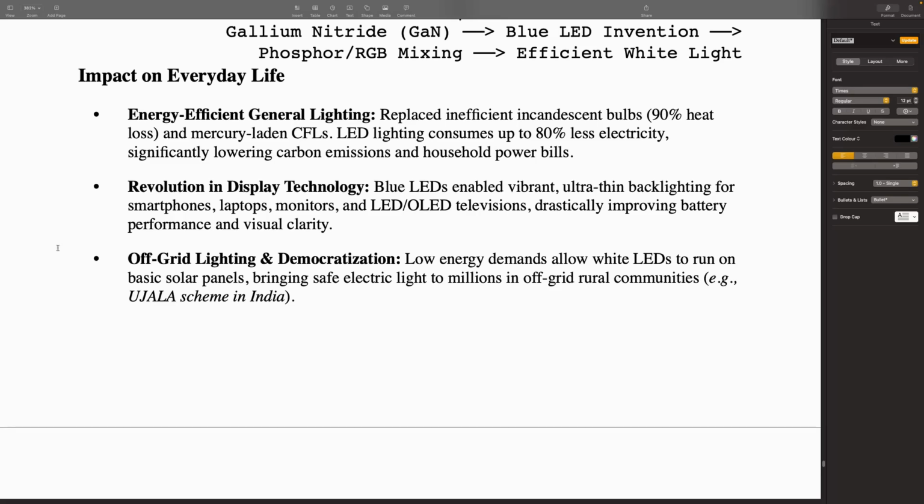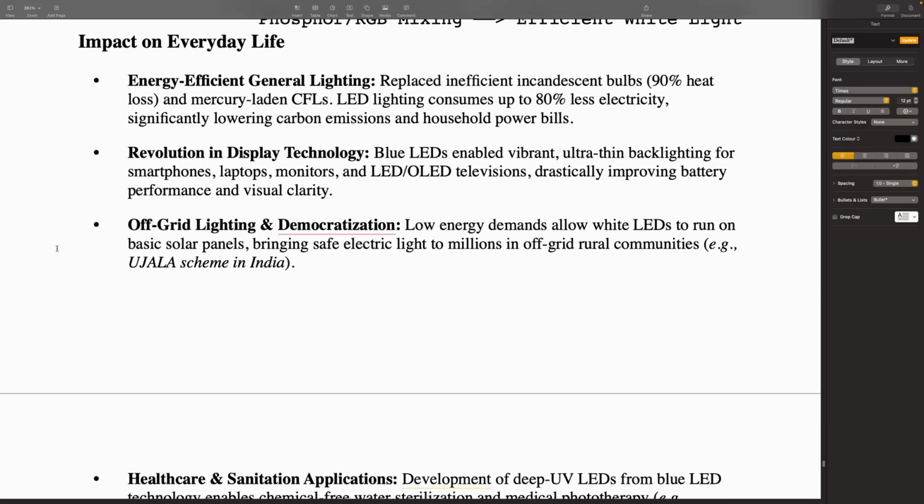Energy-efficient general lighting: LEDs replaced inefficient incandescent bulbs, with 90% heat loss, and mercury-laden CFLs. LED lighting consumes up to 80% less electricity, significantly lowering carbon emissions and household power bills. Revolution in display technology: blue LEDs enabled vibrant, ultra-thin backlighting for smartphones, laptops, monitors, and LED and OLED televisions, drastically improving battery performance and visual clarity. Off-grid lighting and democratization.